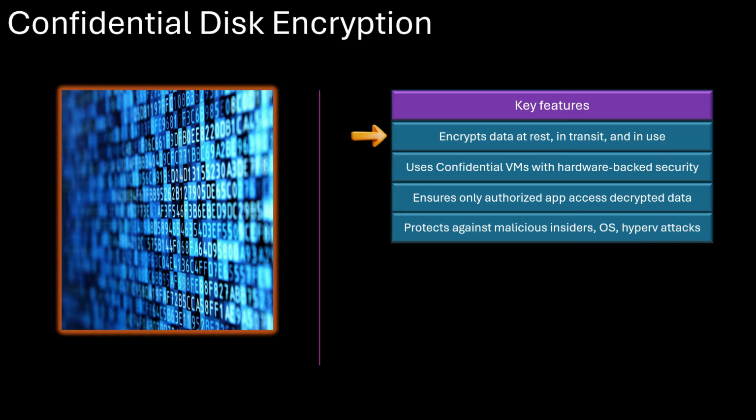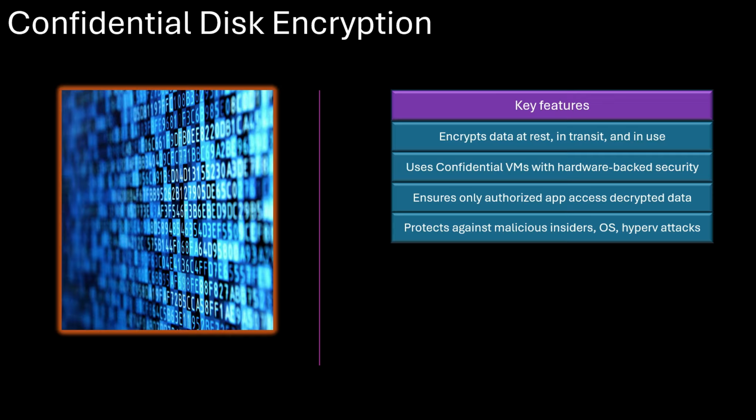Confidential disk encryption encrypts data at rest, in transit, and in use. Confidential disk encryption uses confidential VMs with hardware-backed security. Confidential disk encryption ensures only authorized applications can access decrypted data. And confidential disk encryption protects against malicious insiders, compromised OS, or hypervisor attacks. When to use confidential disk encryption?